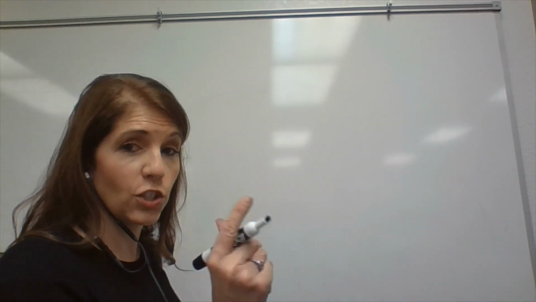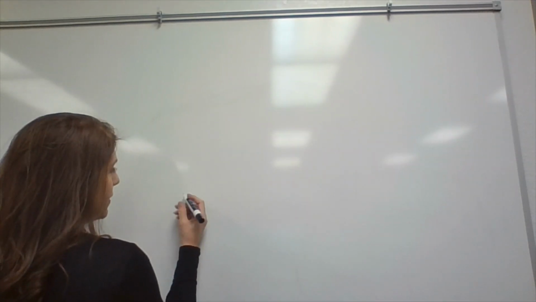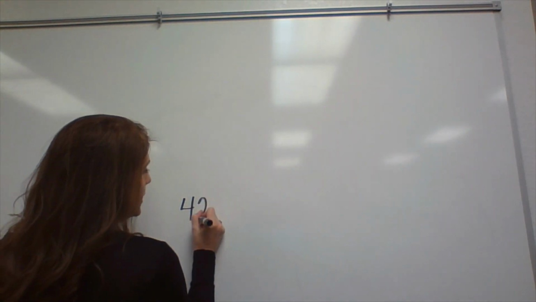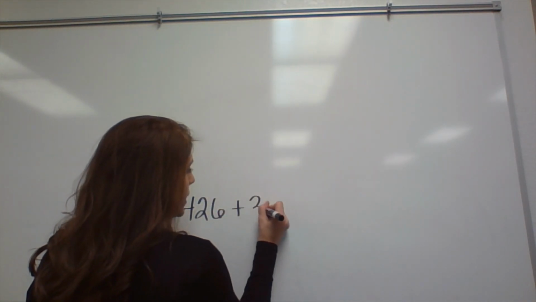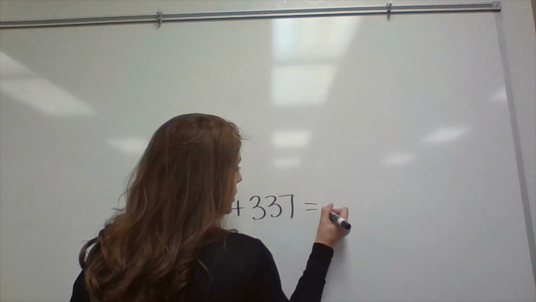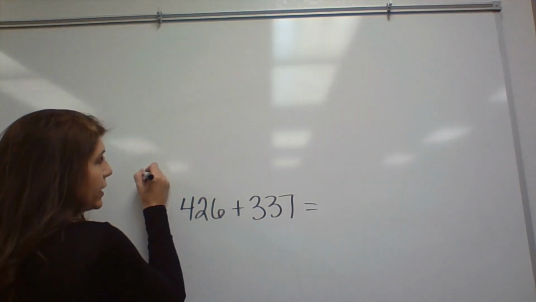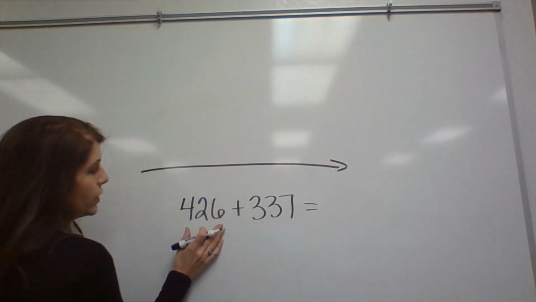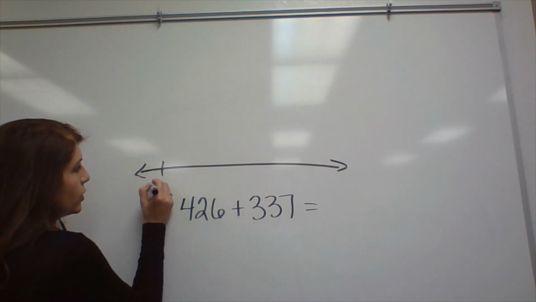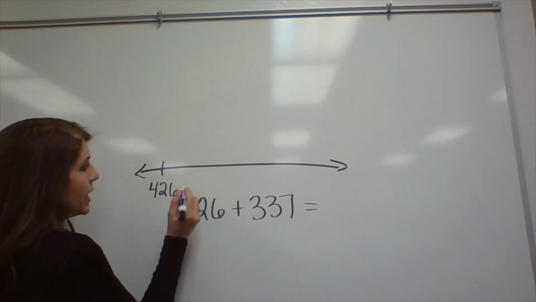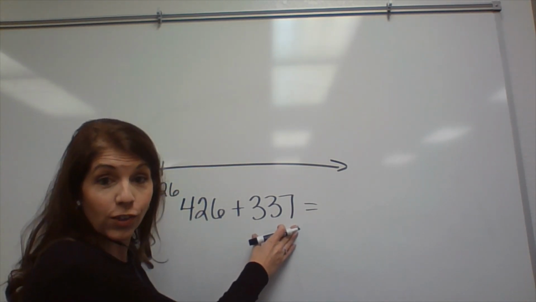Another way that we can think about this is if we are given the two addends. So if we have something that looks like this, if we have 426 plus 337, and we want to find the sum, on my hopper, it can look like this. I know that this first addend is where I start, right? So I start at 426, and I know my second addend is how far I have to hop.